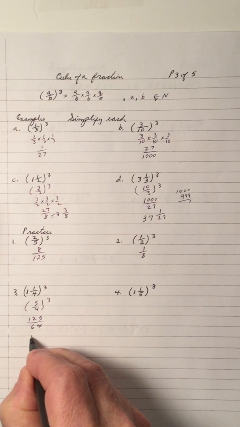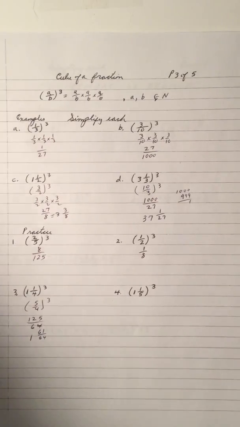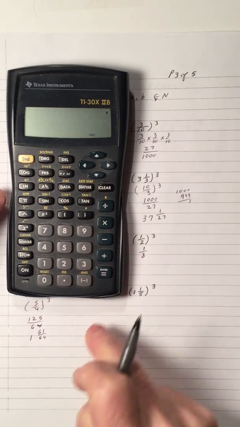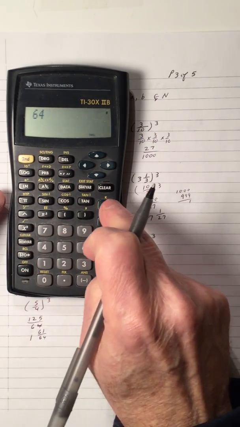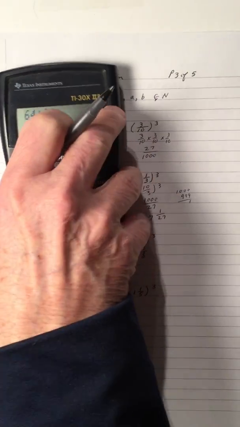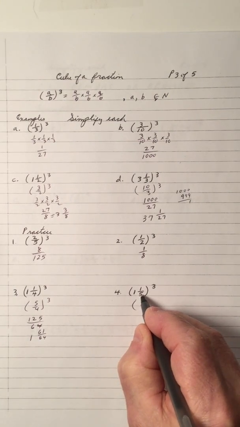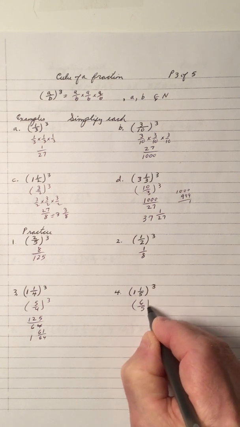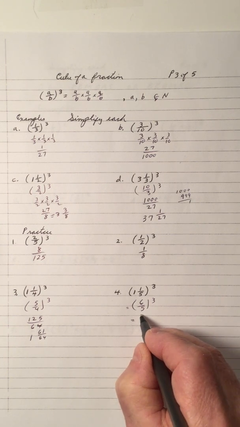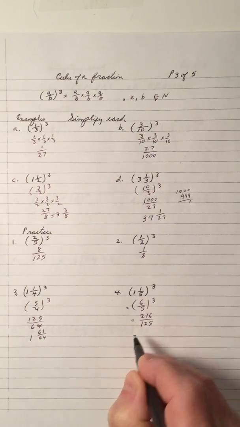64 goes into 125 once, and 61 is left over. Again, you can check to see if your manipulation is right, but if we go 64 plus 61, we get 125. So you divide to get 1. And 1 times 5 is 5, plus 1 is 6 over 5 cubed. And 6 cubed is 36 times 6 is 216 over 125, which is 5 cubed.